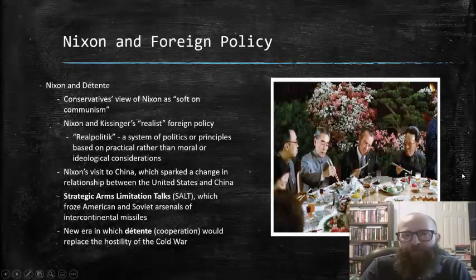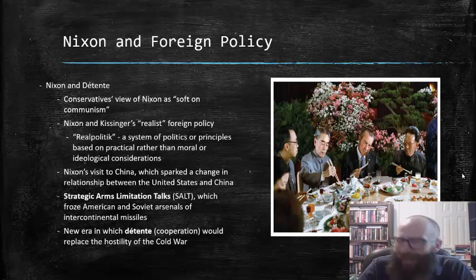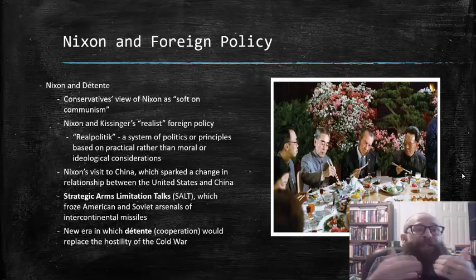Nixon took a very different approach to foreign policy from that of his Cold War era predecessors, and many conservatives viewed Nixon as soft on communism. Nixon and his Secretary of State, Henry Kissinger, designed a more realist foreign policy that Kissinger dubbed realpolitik, which is a system of politics or principles based on practical rather than moral or ideological considerations. And this helped Nixon open the door to more negotiation with communist-led countries.